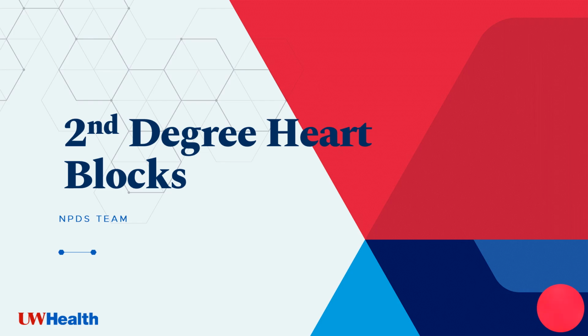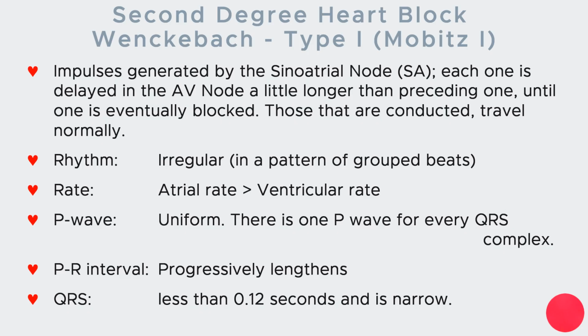Hello, today we are going to discuss second-degree heart blocks. There are two types of second-degree heart block, the first being Mobitz 1, also known as second-degree heart block type 1 or Wenckebach. With this type of heart block, impulses are generated from the SA node, and each one is delayed a little bit longer at the level of the AV node until one is eventually blocked and not allowed to get down to the ventricles.